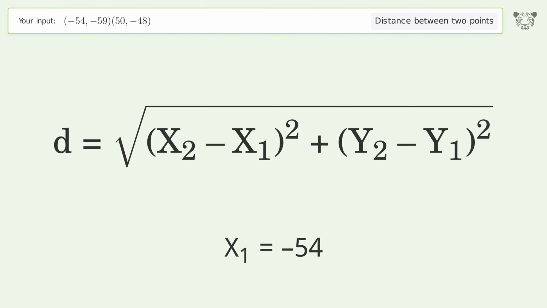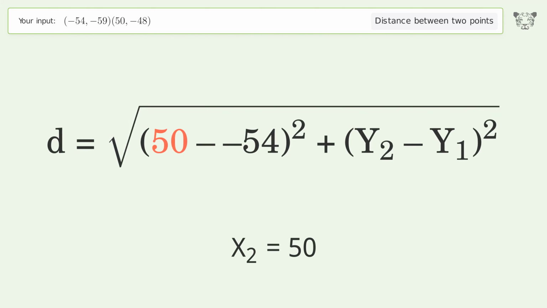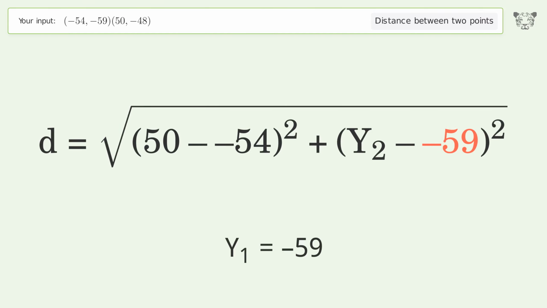x1 equals -54. x2 equals 50. y1 equals -59. y2 equals -48.